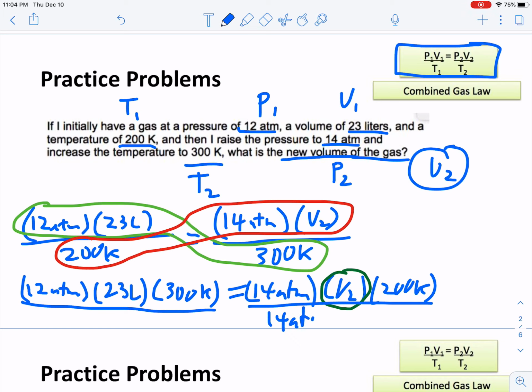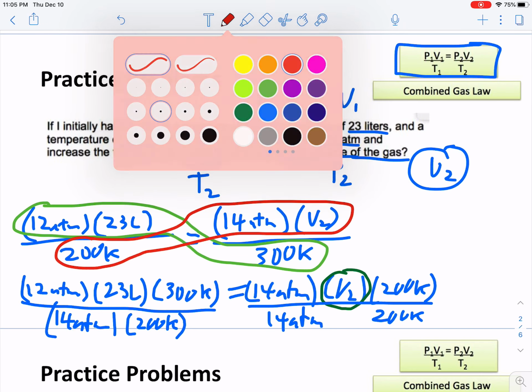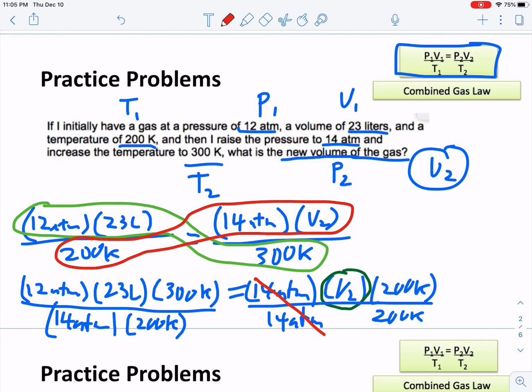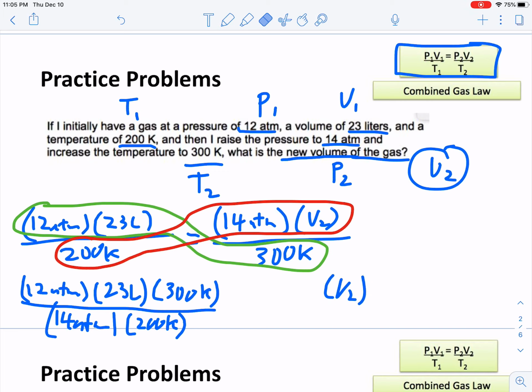Let's get that out of the way. That brings the atmospheres over. And then divide both sides by 200 Kelvin. So as you can see over here, now 14 atmospheres will cancel each other out. 200 Kelvin cancel each other out. So those are now all gone. And we're left with just V2 being equal to this whole mess here.